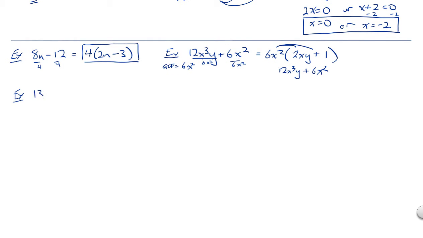What about this one? 13x to the 5th minus 9. What's the greatest common factor between those two terms? Yeah, there's nothing here. There's nothing that goes into both of these. In the constants, there's no common factor, and in the x's, there's no common factor. So this is already factored, or there's no common factor, I guess we could say.